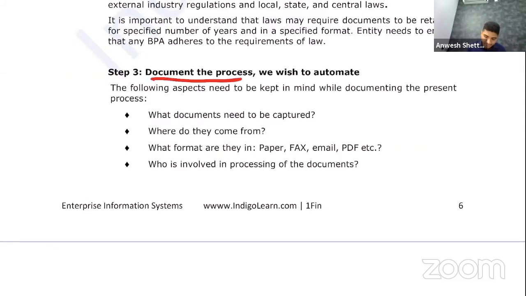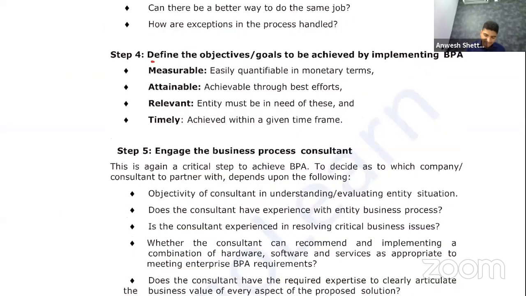Okay, so let's go to step number 3. Document the process we wish to automate. So you need to write down, at present, as of now, how is this business process carried out? So you will say, every teacher is given their attendance register. In that attendance register, there will be names of the students on a daily basis. They call the names of the students and all those things. So you need to write what is the business process that we do as of now. Next step is define the objectives and goals to be achieved by implementing BPA.